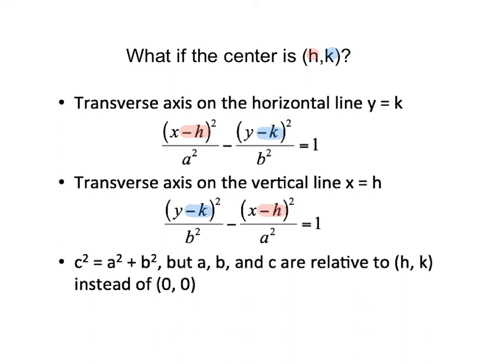This does not change any of the geometry related to the box that we've been drawing. A is still the distance from the center to the sides of the box to the right and to the left. B is still the distance from the center to the top and bottom of the box. We can still draw the asymptotes through the corners. We can still place the vertices on the sides.